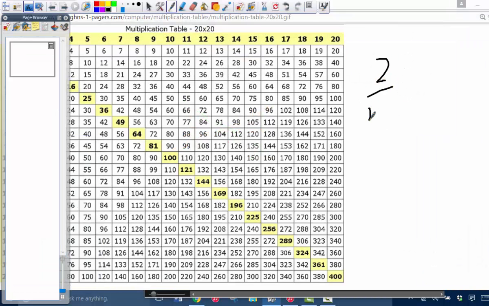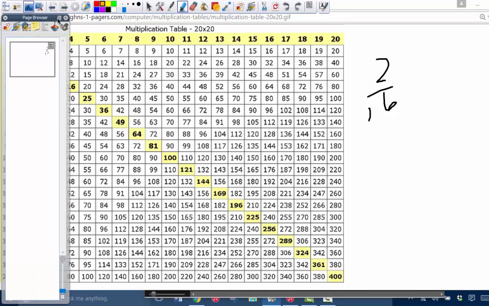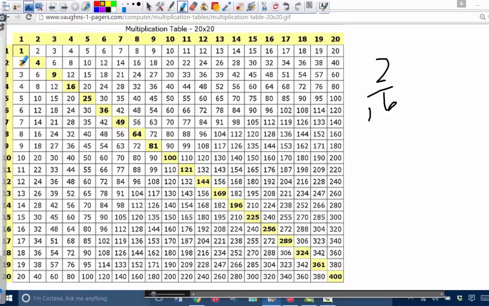So I'm looking for 2 and 16. Remember, don't use the ones. Here's a 2, here's a 16. Look to see if you can find 2 and 16 again, because they're even numbers. No 2, no 2, no 2. And look at that, you're not going to run into 2 anymore. So you know this is going to be the best answer.